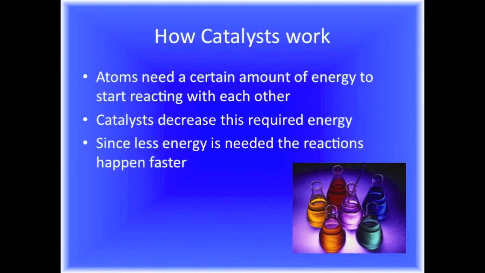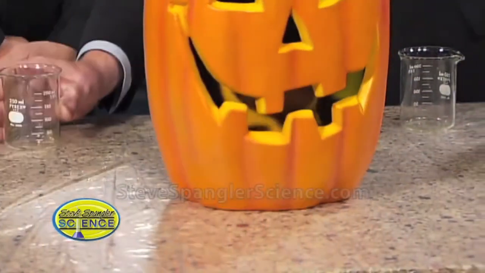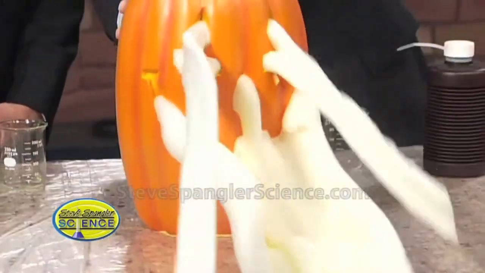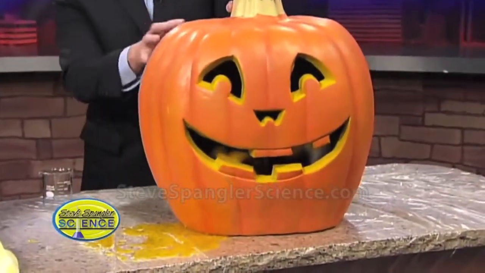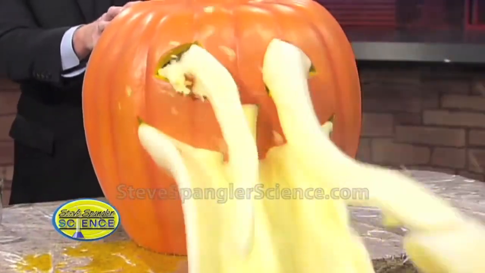Let's watch a short clip about reactions with catalysts. Whoa, hydrogen peroxide is mixed with the dish soap and dye. The catalyst potassium iodide is poured to make an awesome reaction.